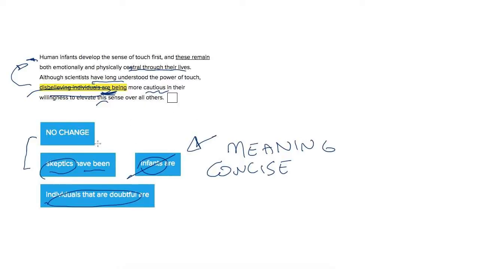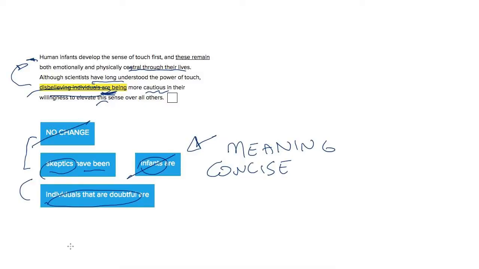Let's look at answer choice B. Skeptics have been more cautious. What we see here is "have long understood" is in the past, and skeptics here have been in the past, which makes a bit more sense than keeping this here in the present, "are being." Also, disbelieving individuals and skeptics are the same thing. Skeptics is a more concise way of expressing that part of the sentence. So basically, we want to go with the most concise answer, not just the one that conforms to the meaning of the context. So that already makes answer choice B a better answer choice.